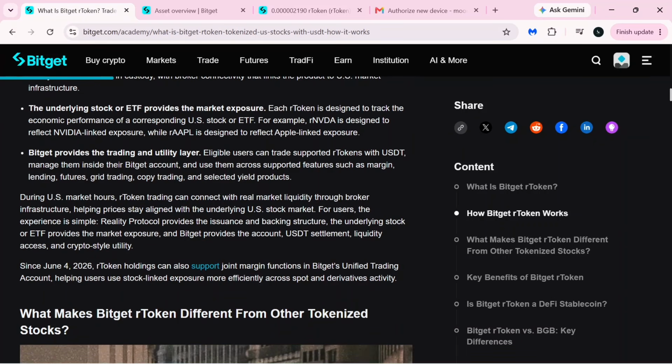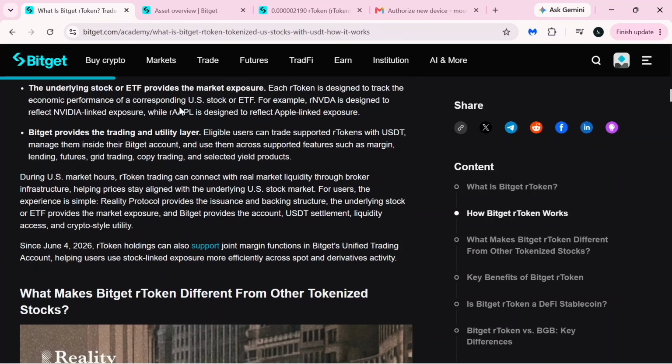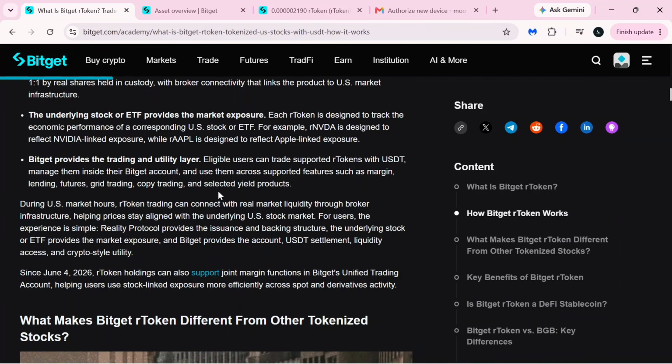And so the underlying stock or ETF provides the market exposure, right? So each R token is designed to track the economic performance of the corresponding US stock or ETF. Again, we broke this down already in detail. And Bitget provides the trading and utility layer, which is quite obvious here, where you would be able to conduct all the trades on the Bitget ecosystem, on the Bitget platform.